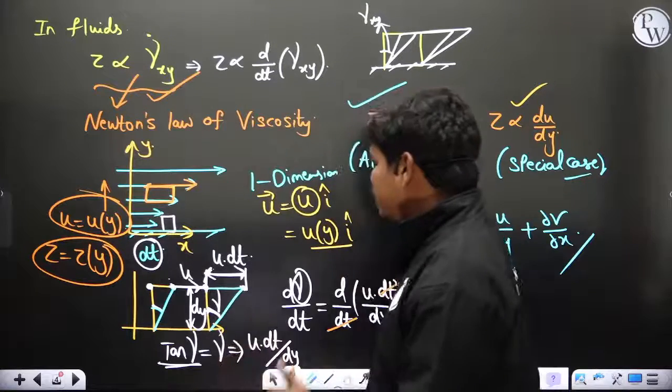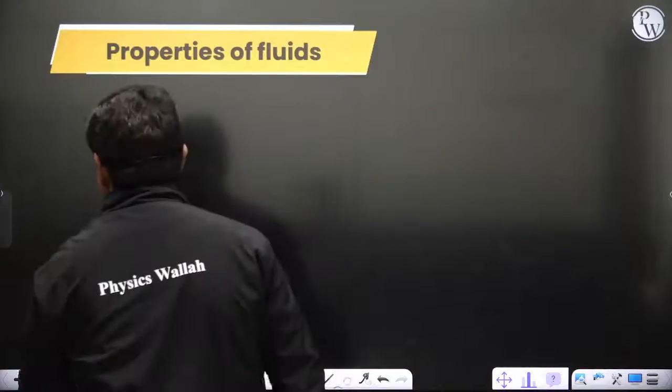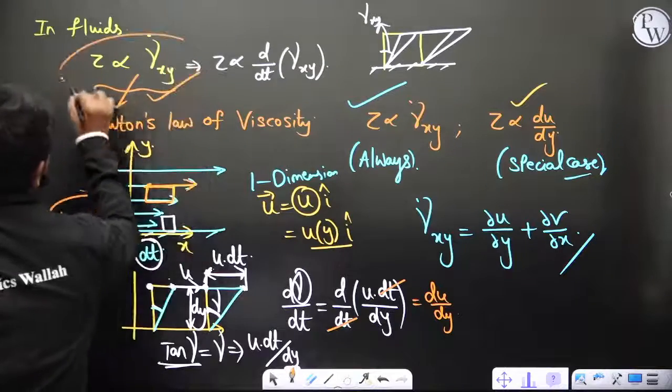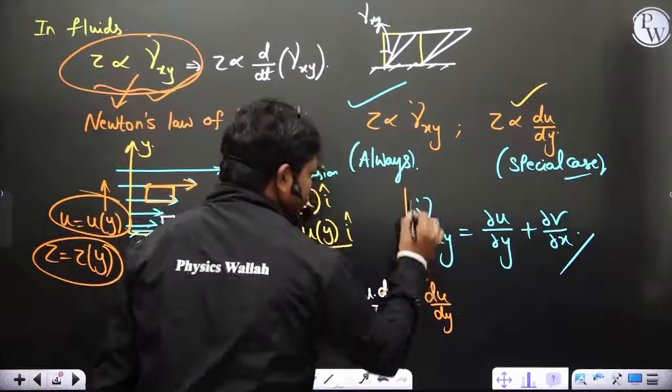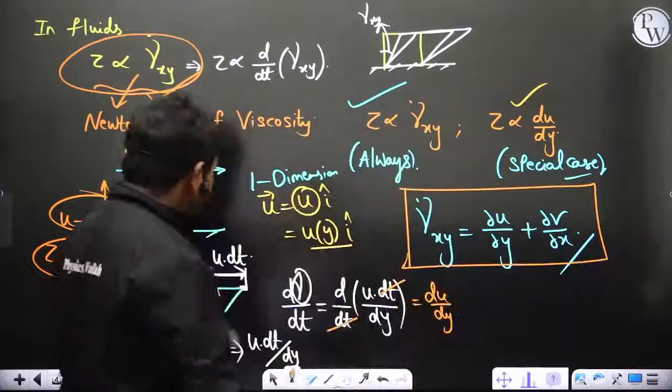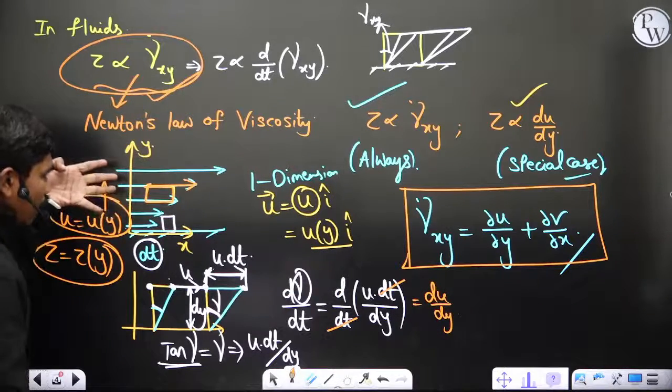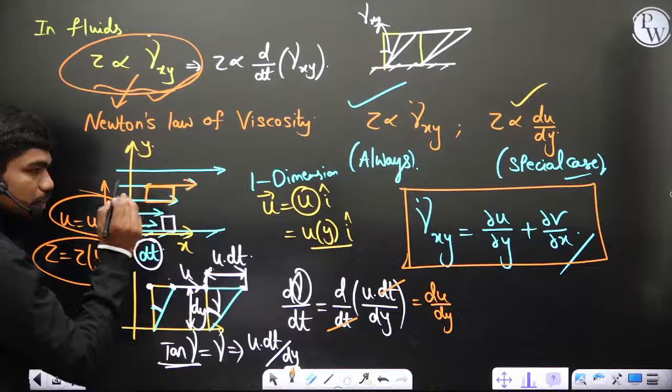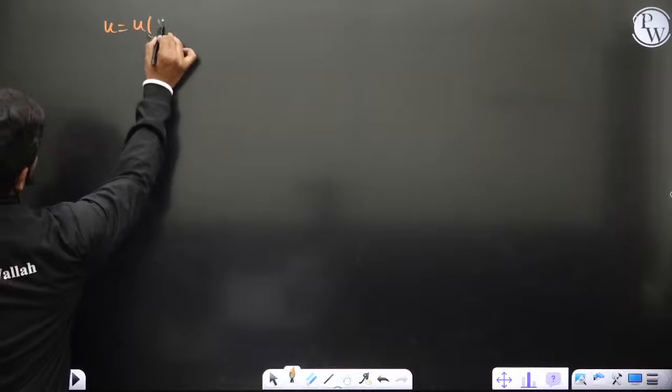Okay, so if someone asks you about Newton's law of viscosity, clearly you can say this is Newton's law of viscosity, and the actual expression for the shear strain rate is this. And in this particular case, whenever you have a 1D flow and all the layers are moving straight and u is depending only on y, what is the meaning of u depending only on y? What is the meaning of this?